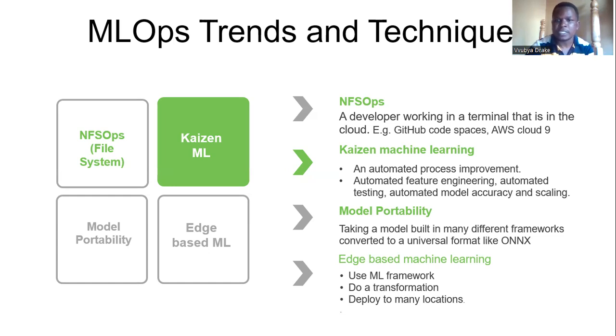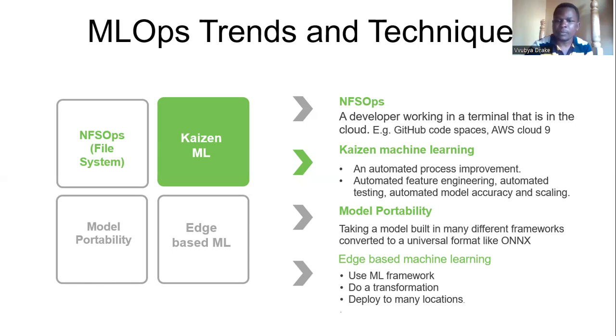Then there is Kaizen machine learning. Kaizen is all about constant improvement: automated process improvement, automated feature engineering, making everything automated for fast delivery and constant improvement. Then there is model portability.